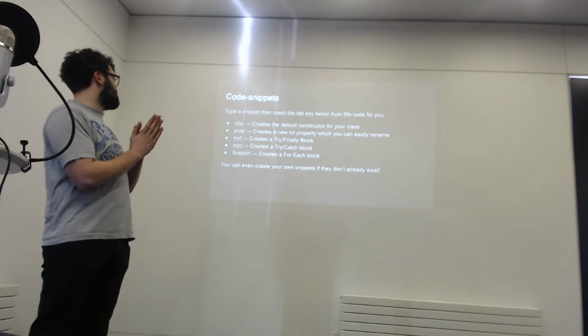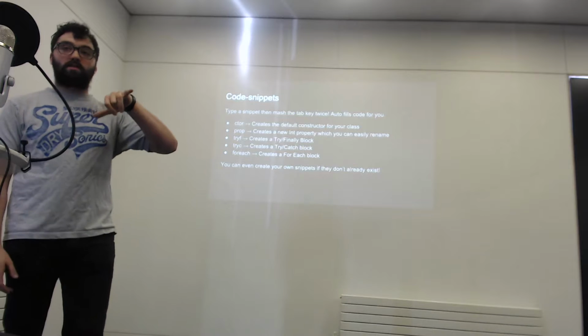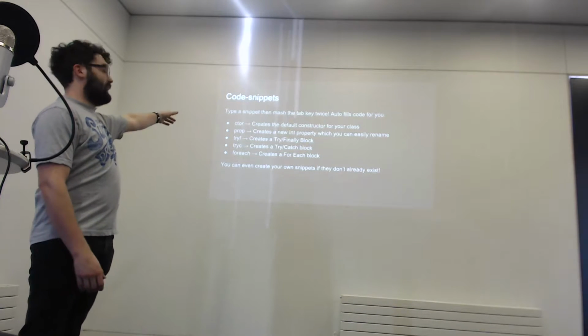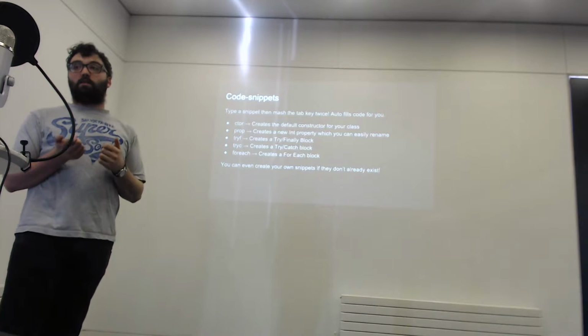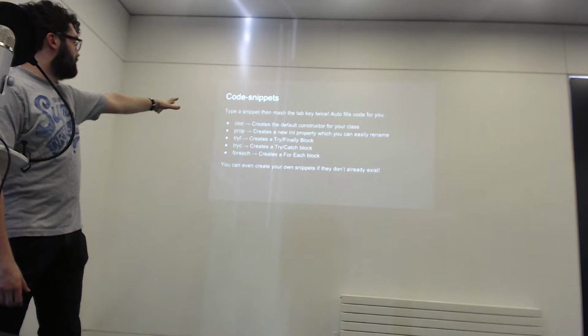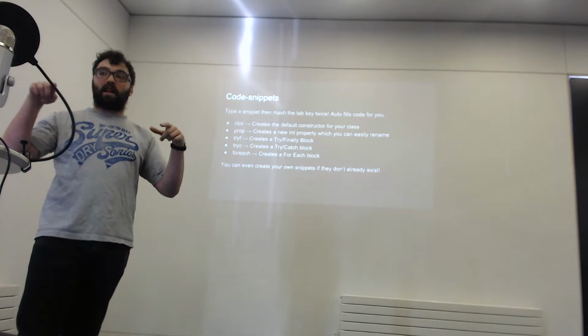So code snippets, I don't know if anybody knows about these. Basically, you can type, usually they're 4-digit codes or sometimes a bit longer. You type in something like CTOR and then press the tab key twice, and it'll create a block, the default constructor for your class.